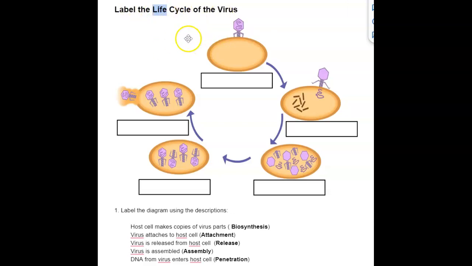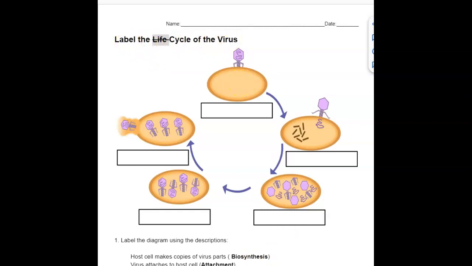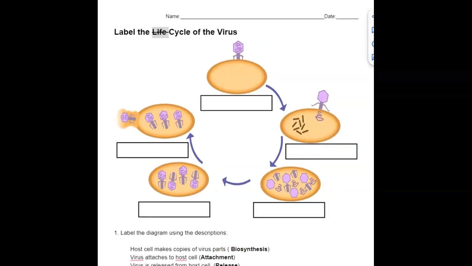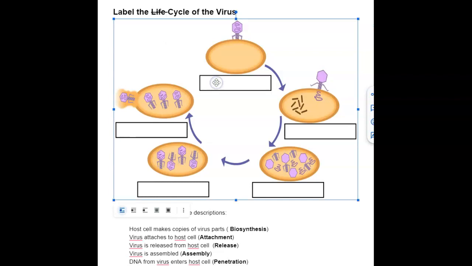But "life" suggests that the virus is living, and we know that that's just not the case. So I crossed out my "life", right? So it's labeled the cycle of the virus. And we're going to use the terms here at the bottom to label up this cycle. And what we are seeing is how this virus has, in this case, attached itself. So we're going to put "attach" in this box here, attached itself to the host cell.